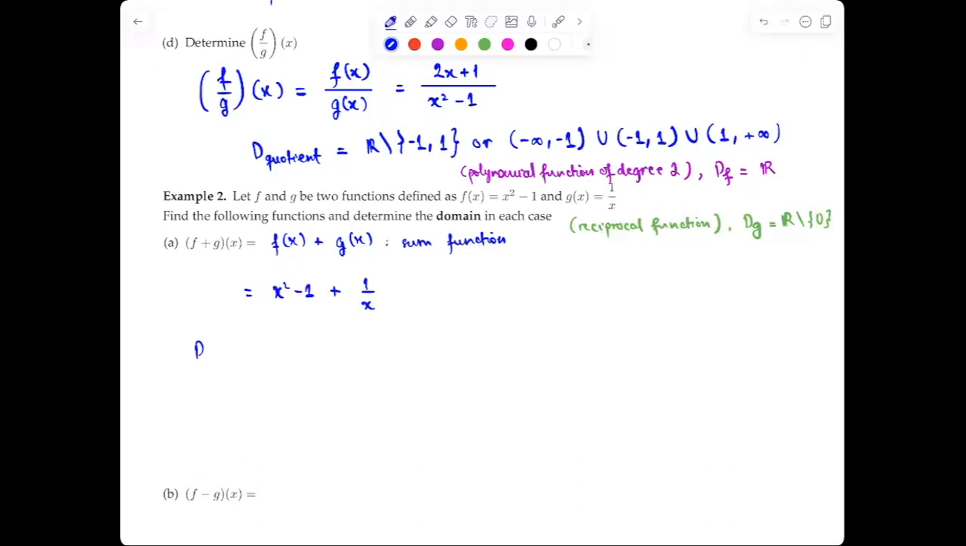Now the domain of the sum. Again, in finding the domain of the combined function, you find the intersection of the two domains. The domain of f is all real numbers, and the domain of g is all real numbers except 0. So if you find the intersection between these two domains, the domain of the sum is all real numbers except 0. Or you can write it from negative infinity to 0 union 0 to positive infinity.